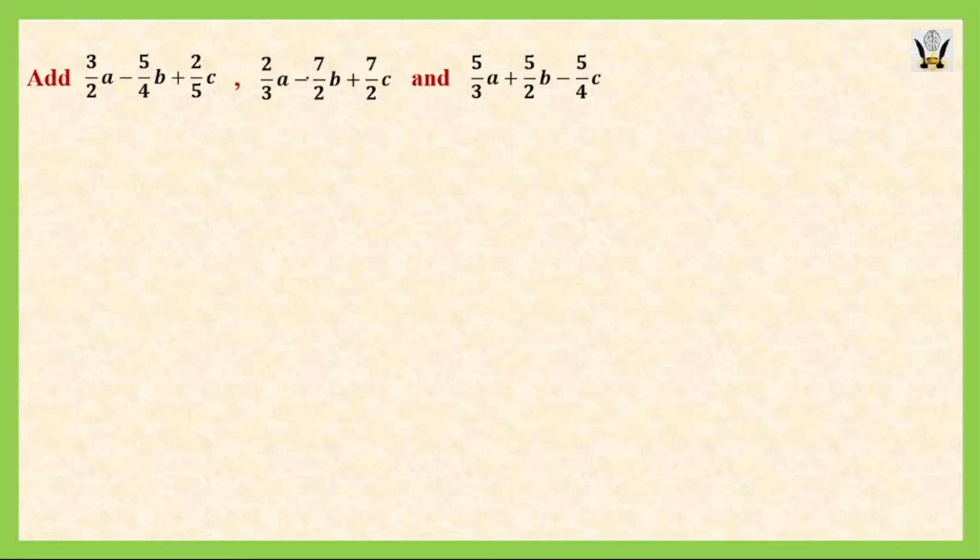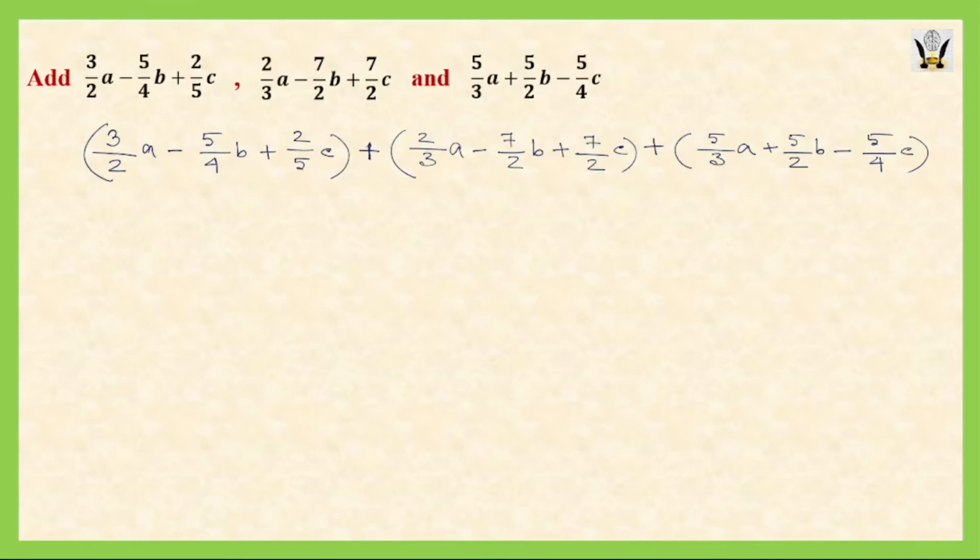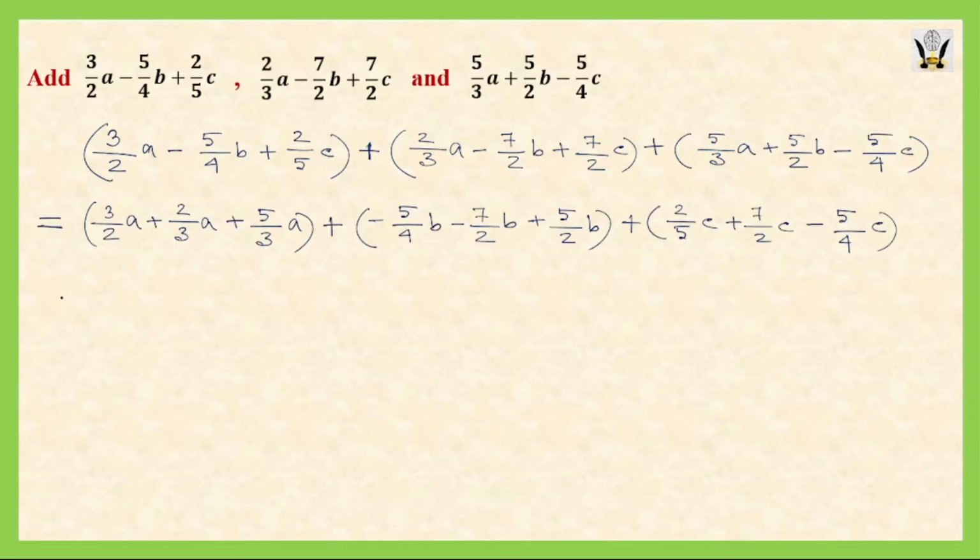Now what we can see here is that in these 3 algebraic expressions, we have 3 variables a, b and c along with their constant coefficients and sign. So first we will combine all these terms as per their variable. What we can see here is that we have separated all the a and grouped them together, and then we have grouped all the b along with their coefficients and sign, and similarly we have grouped all the c here along with their coefficients and sign.